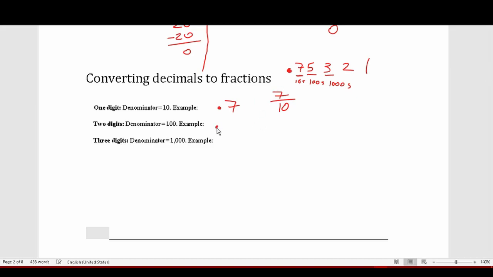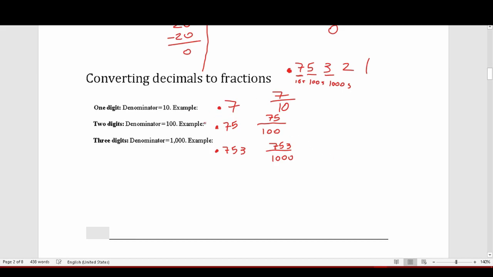Now let's say I wanted to convert this to a fraction. Again, this 7 is in the tens place. This 5 is in the hundreds place. So I know I'm going to put this fraction over 100. More specifically, I'm going to put 75 over 100. Okay? 3 digits, 0.753. Again, tens, hundreds, thousands place. So I know I'm going to put all of this over 1,000.